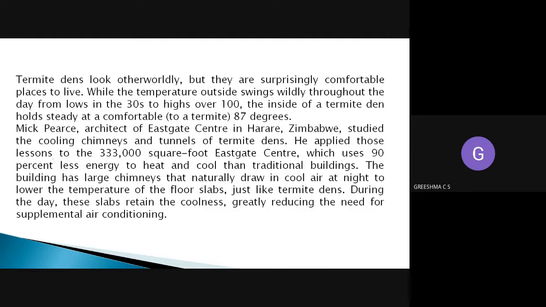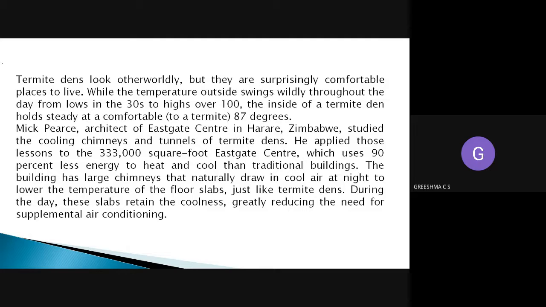Another peculiarity of this termite den is that this building has large chimneys that will naturally draw cool air at night to lower the temperature of the floor slab, like a termite den. And during the daytime, these slabs retain coolness, reducing the need for supplemental air conditioning. So that's one of the basics of this termite den.